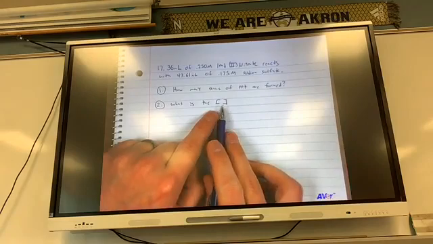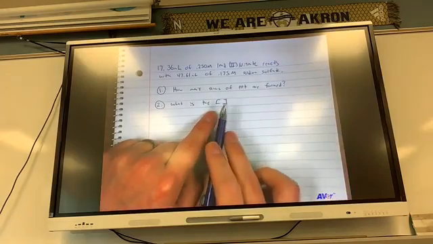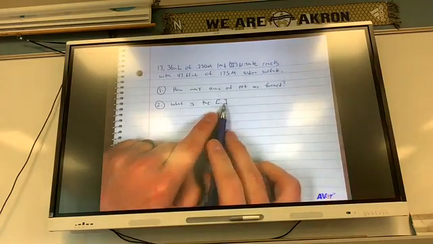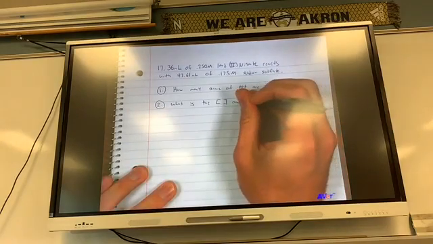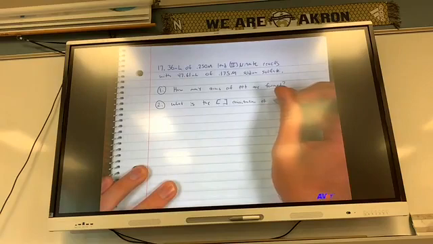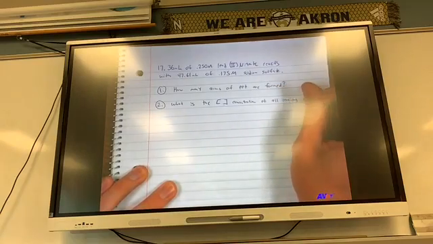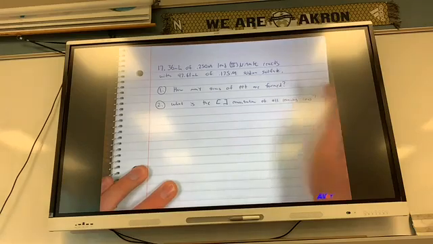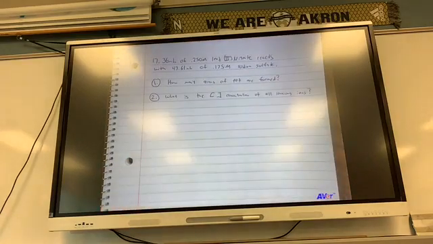Many times you will see brackets for concentration, or we can write out concentration. I'll write out concentration as well. What is the concentration of all remaining ions?